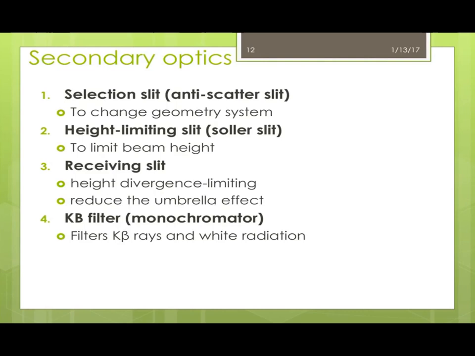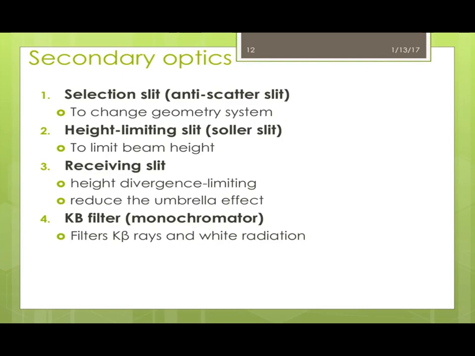It is the height divergence limiting slit that removes diffuse scattered X-rays that occur from previous elements in the secondary optics. And lastly, the beam passes through another monochromator. The monochromator acts just as it did in the primary optics. It absorbs K-beta radiation and white radiation, while allowing only K-alpha-1 and K-alpha-2 through.